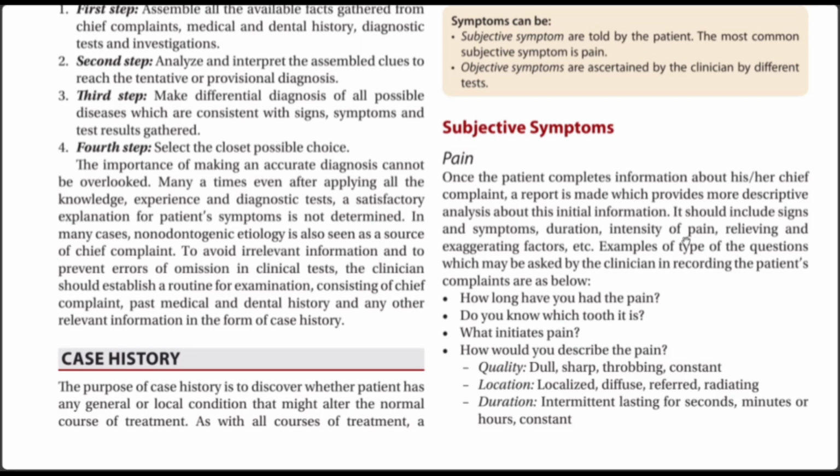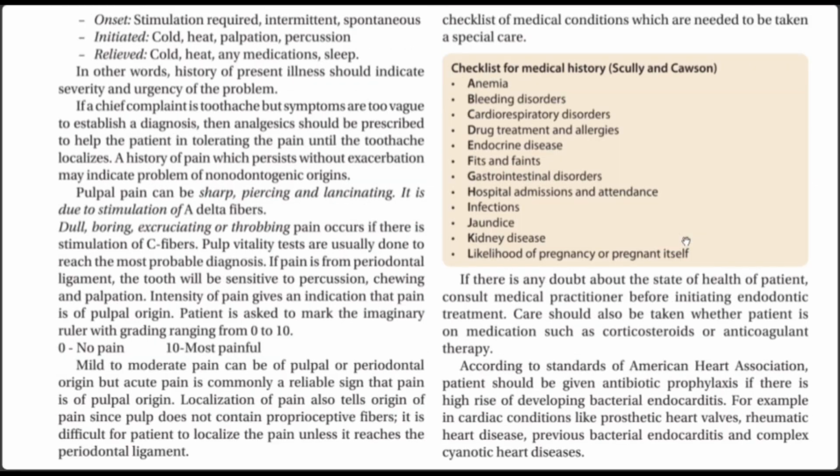Do you know which tooth it is? What initiates pain? How would you describe the pain? Quality: dull or sharp or throbbing or constant. Location: whether it is localized, diffused, referred or radiating. Duration: intermittent, lasting for seconds, minutes or hours, or constant.